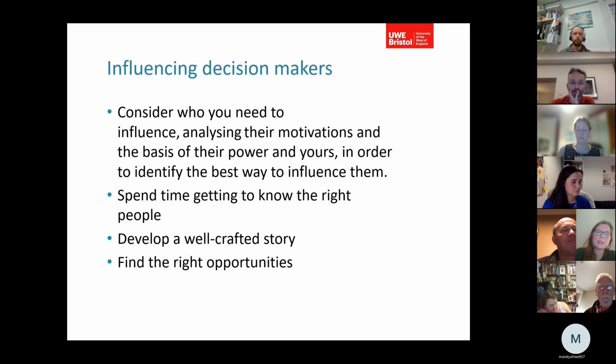And then also identifying the best way to influence them. So we've already heard from Paul, for example, that he's got good connections at the council. Maybe if it's a business that you're approaching, it's who's that right person, and spending time getting to know those right people. So again, it's a case of building trust, and also developing a well-crafted story, which I will explain momentarily. Also finding the right opportunities. So there may be upcoming consultations, community forums, various opportunities. So it's keeping your ear to the ground to understand which opportunities might be the most appropriate for you, sharing your data and your potential solutions.